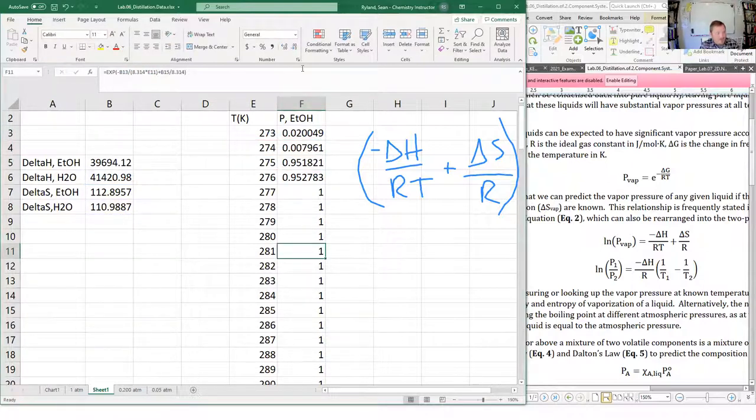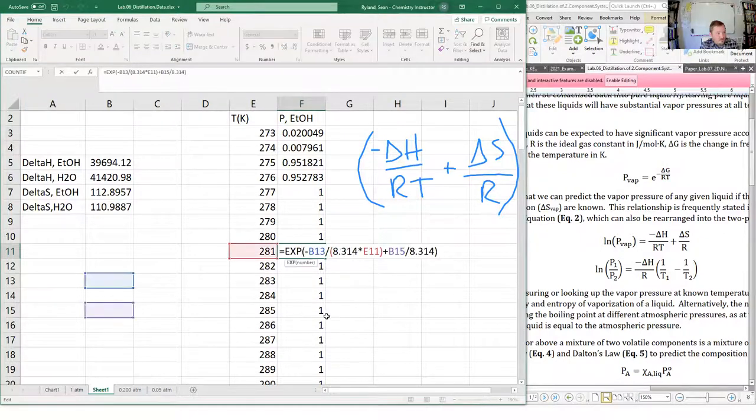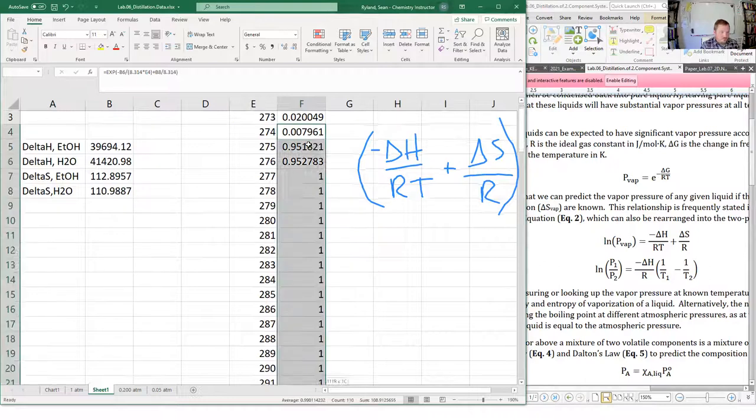Except that you might notice we have a bunch of ones here. And if we click in and look at it, it highlights which cells it's referencing. It's referencing the temperature, which is good, but it's also referencing these two random empty cells where it's supposed to be delta H and delta S. So we have to change our formula just a little bit.